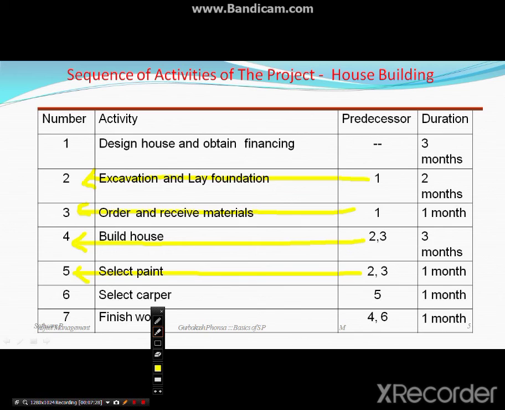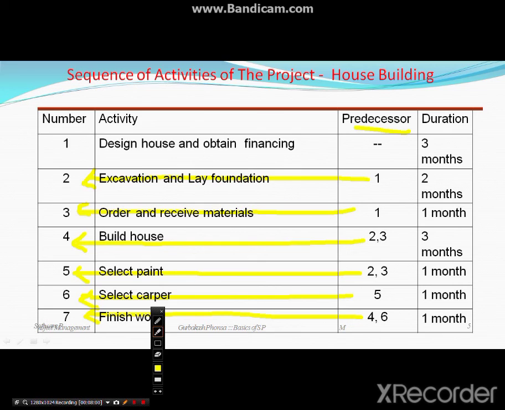Then the carpenter activity can start after 5 only. Once painting everything is done, then only carpentry can come, and finishing work can be done after 4 and 6. Okay, 4 and 6, building the house and carpentry, after that only finishing work can be done. So this is the predecessor meaning. Means previous to activity 2 is 1, previous to activity 3 is 1.